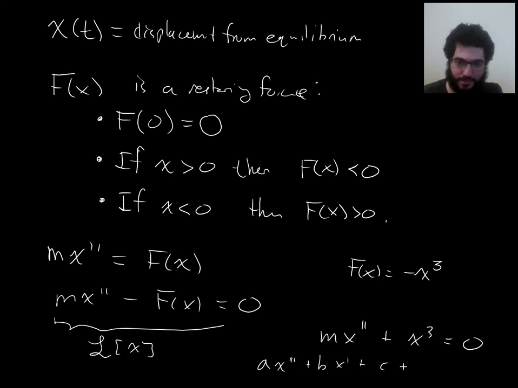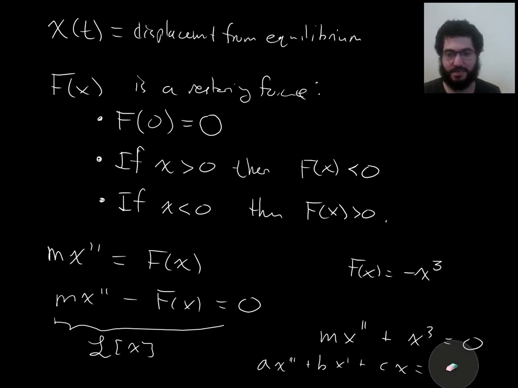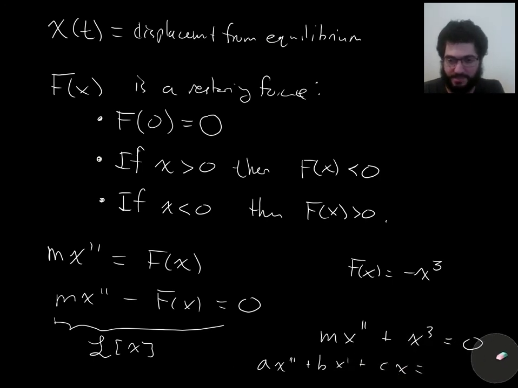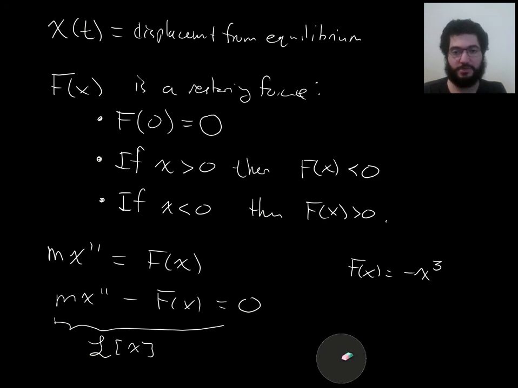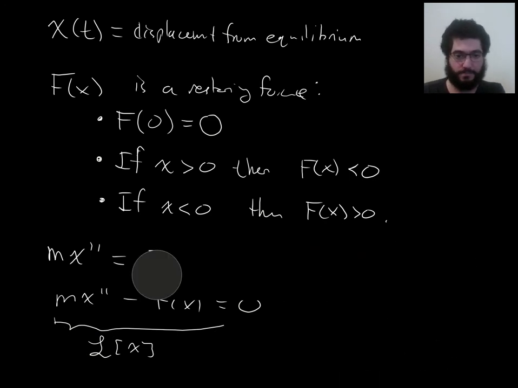Linear second order differential equations end up only being allowed to look like this, where a, b, and c are allowed to depend on time, and you're allowed to have time on the right hand side here, but you can't have something like x cubed. So this is definitely not linear. So we do not necessarily end up with a linear differential equation.